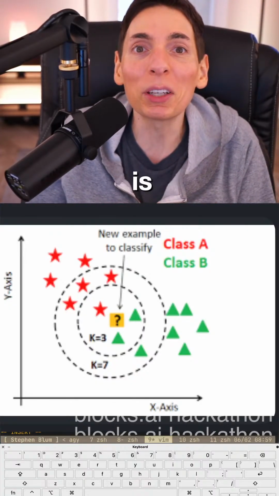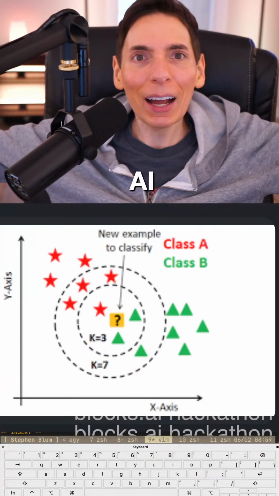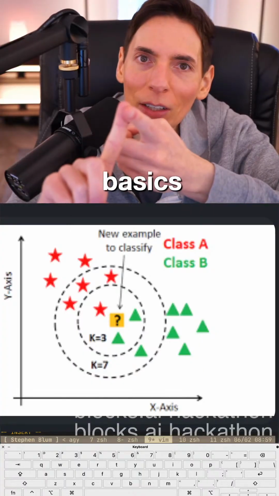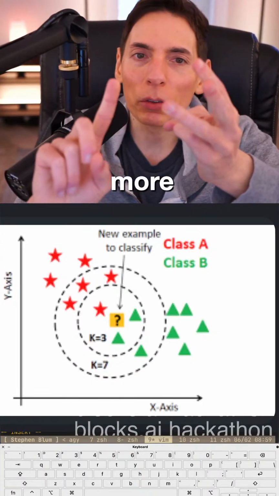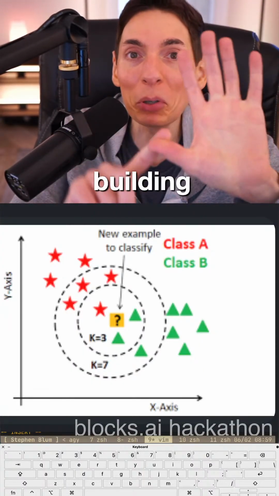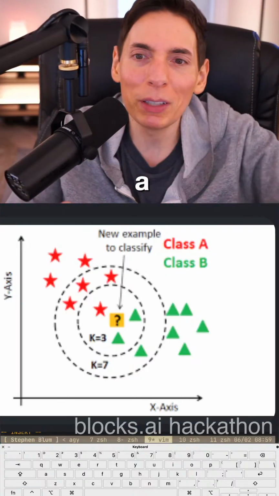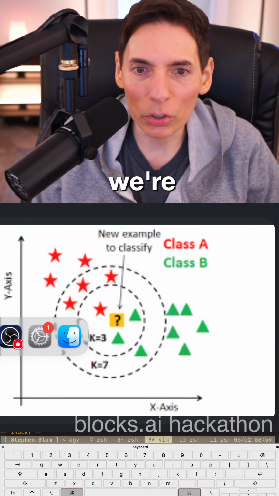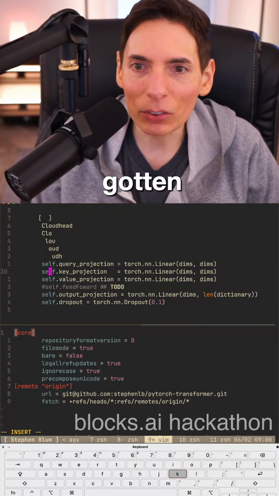What we're going to be doing is becoming experts in AI. We're going to go through the basics, and we're going to go through advanced stuff, and we're going to go through more basics again, or advanced stuff. We're going to be building a lot of things. Today, we're building a mini ChatGPT. That's what we're doing today. And we already have gotten started on it.